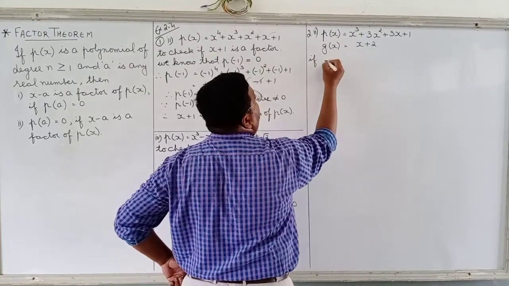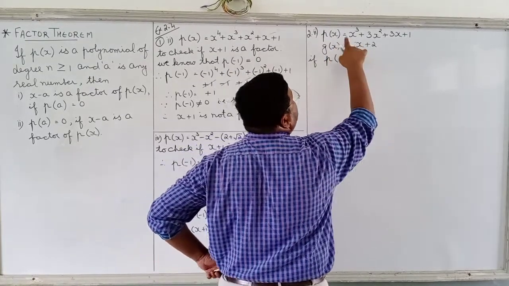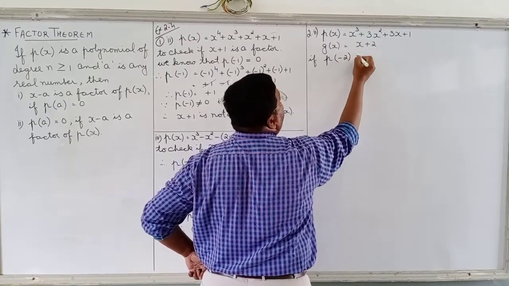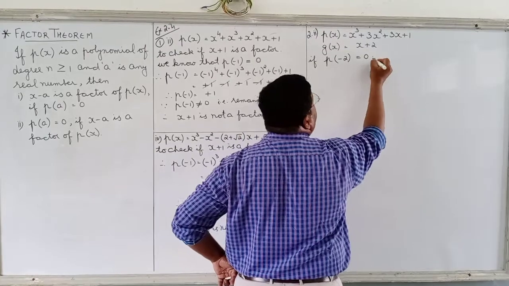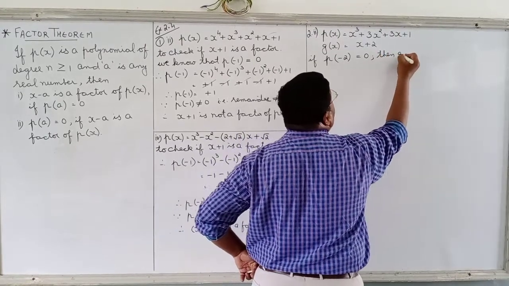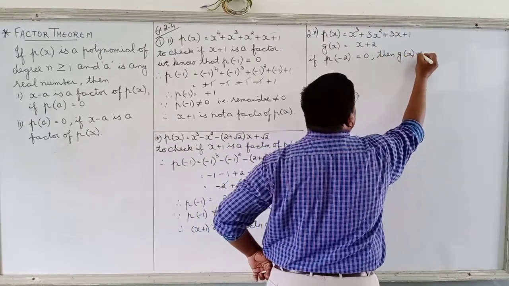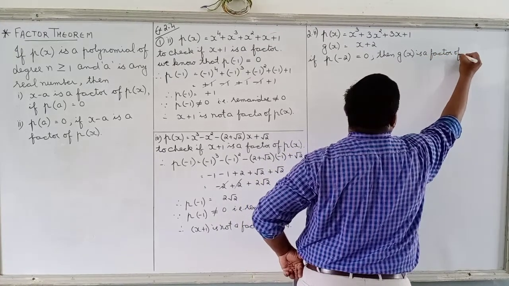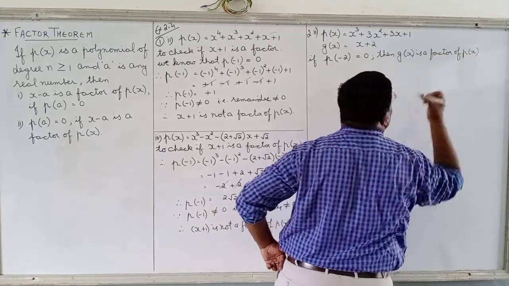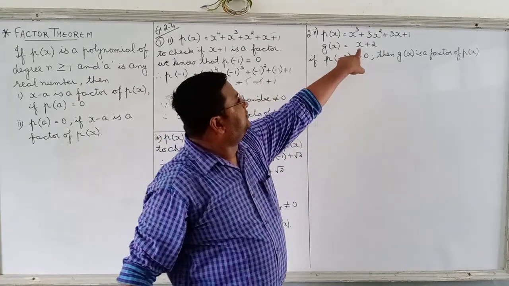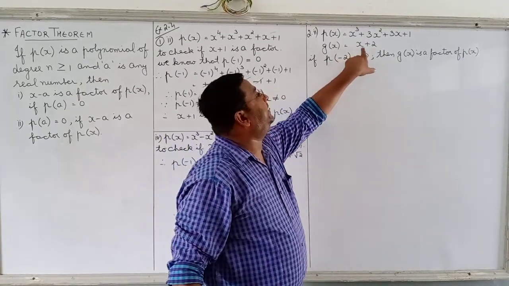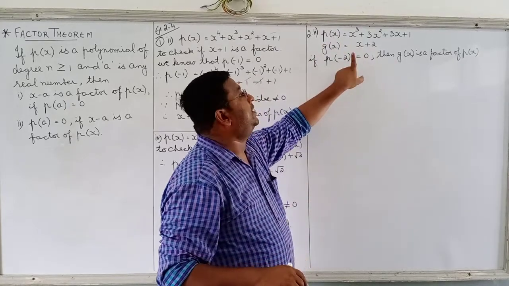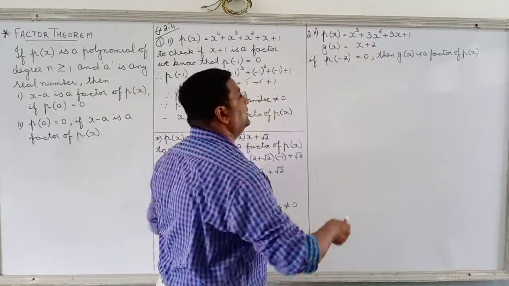If P of x, now what will be x from here? The zero from here is minus 2. If P of minus 2 is equal to 0, then g(x) is a factor of p(x). Agreed? Yes? X plus 2, what is the zero from here? Minus 2. So when we substitute minus 2 over here, if the remainder is 0, then we say it is a factor. Let us substitute.